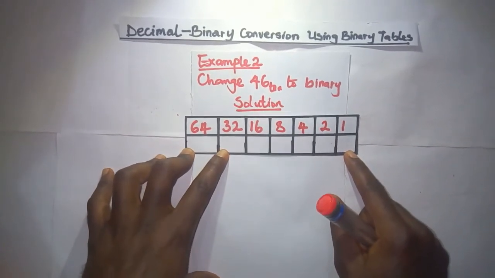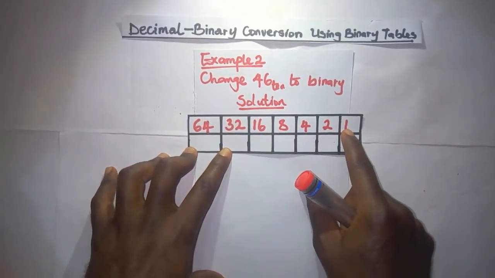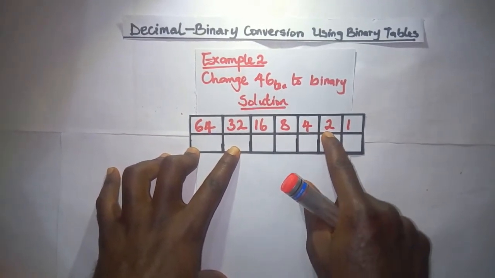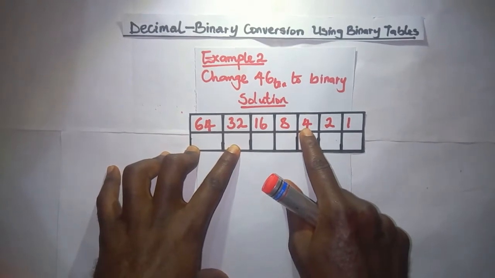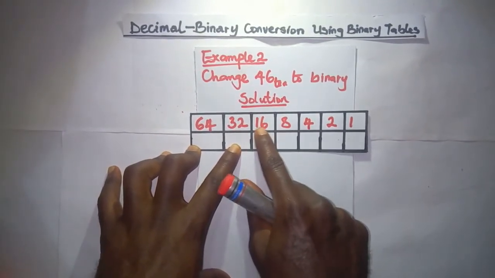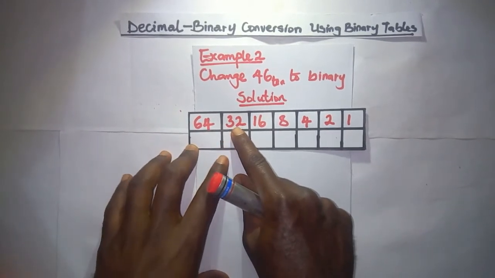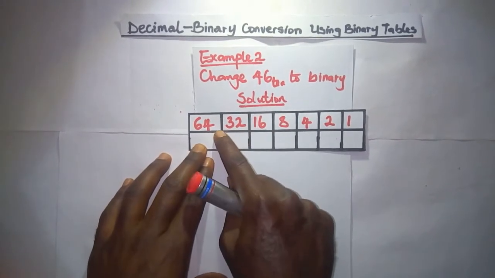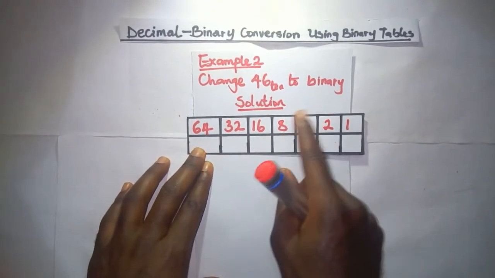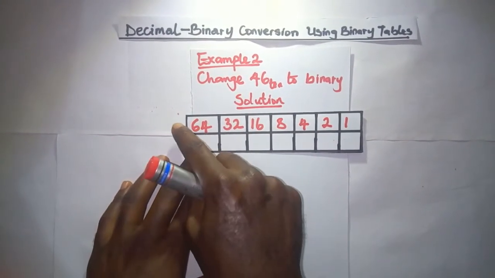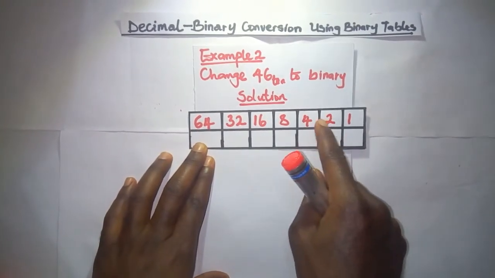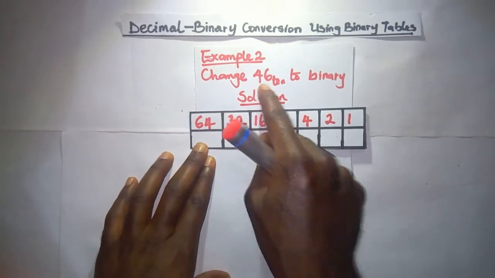Remember, we can generate it by writing 1 and then multiplying it by 2. 1 times 2 will give us 2, 2 times 2 will give us 4, 4 times 2 will give us 8, 8 times 2 will give us 16, 16 times 2 will give us 32, and 32 times 2 will give us 64. If you have a number that is bigger than 64 that you want to convert to binary, then you need to keep on multiplying by 2 until you have something on the binary table that is bigger than the number in question.